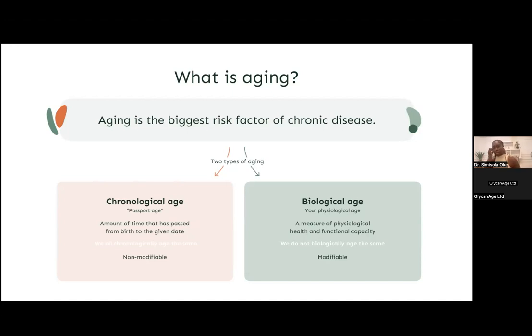But when we speak about the other type of aging, which is biological age, we know that this is actually different. This is more about your physiological age. It's a measure of your physiological health, your functional capacity. And actually, we do not all age biologically the same. Some people age faster than others, and this can be affected by so many different things: genetics, your lifestyle and various other things. But ultimately, when we think about biological age, what we know is that it is modifiable. And that is why it's a particular area of interest, especially in this longevity space that we're all part of.